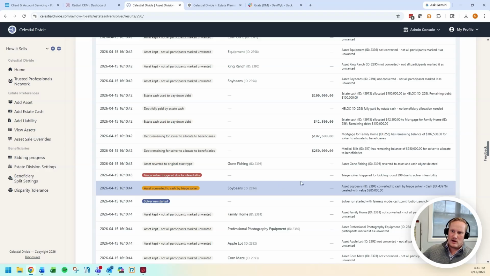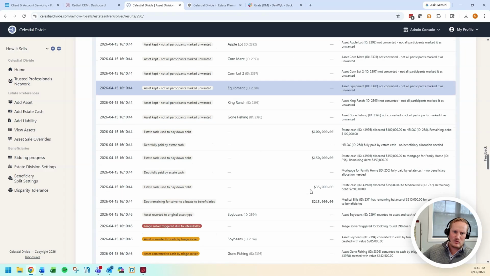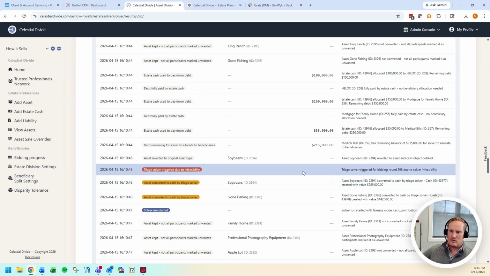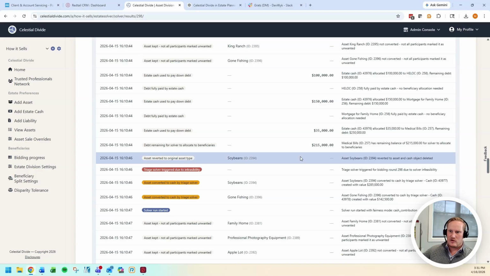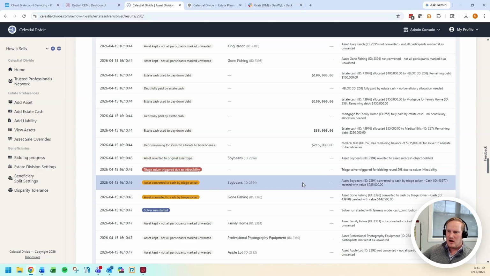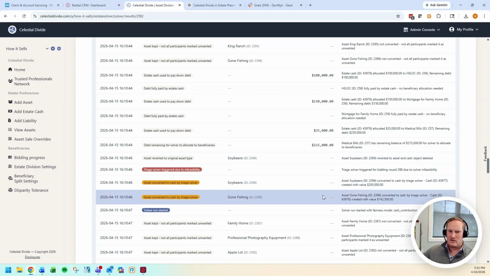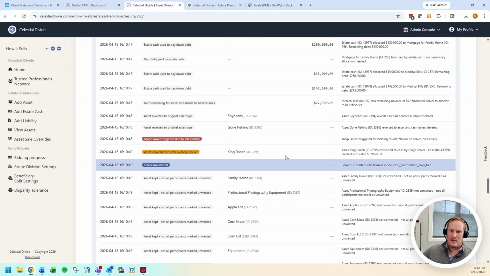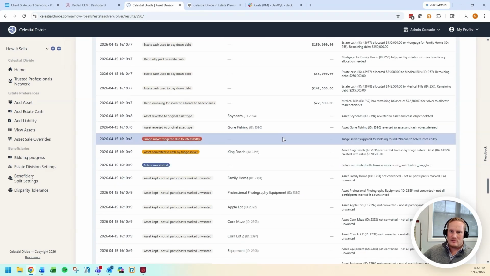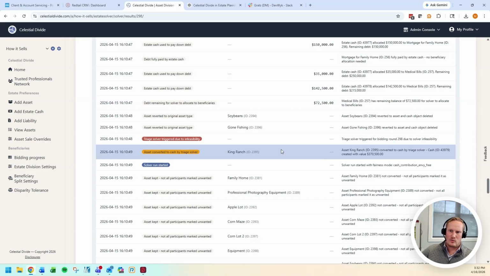It's a higher value item, as you can see over on the right with a little description. And we can see as we scroll down if it was feasible. It was not, so the asset has been reverted back. And now we are trying both the soybeans and the fishing pond to see if selling those two lots will take care of business. Unfortunately, it hasn't, and so now we're trying a ranch.